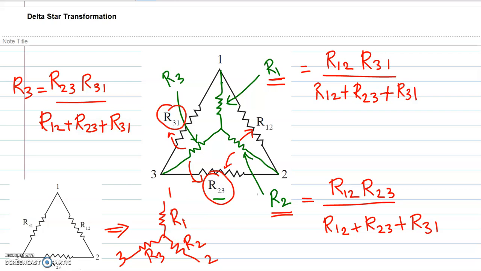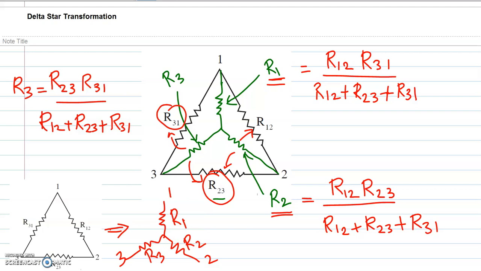Remember, you always mark the corresponding points and always mention across which points you need to find the equivalent resistance, because if the points across which you are finding the equivalent resistance change, then the value of the resistance also changes. So always keep that in mind. This is how we convert a delta form to a star form.